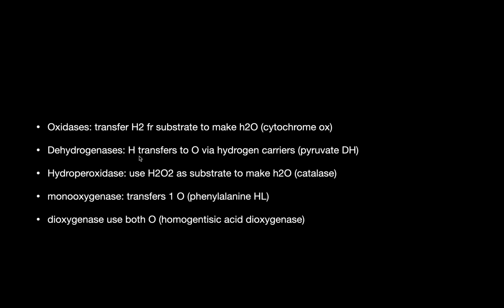Dehydrogenases, hydrogen is transferred to oxygen via a hydrogen carrier. Hydroperoxidases use hydrogen peroxide as a substrate to make water. Here's an example, catalase, and that is used in oxidation and antioxidant activities. And monooxygenases transfer only one oxygen, while dioxygenases use both oxygens.